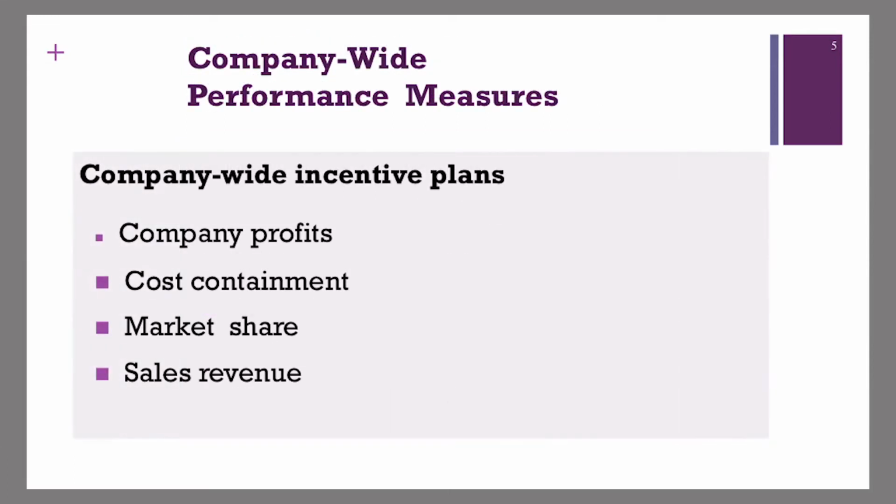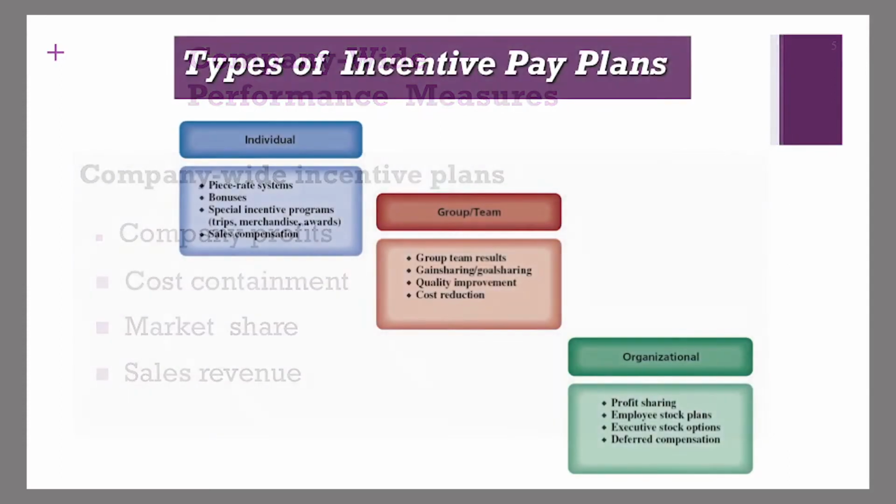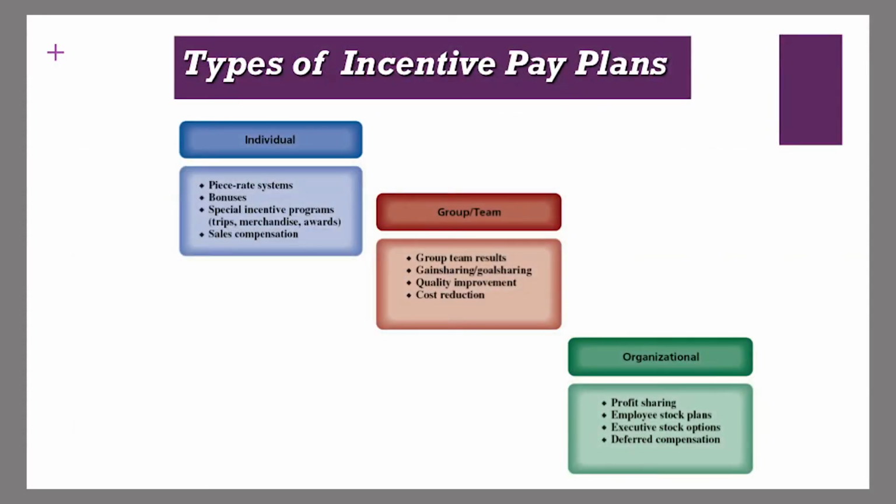The third category, besides the individual and the group, is company-wide or organization-wide. That's typically tied to profits. It could also be tied to cost containment, market share if you're publicly traded, and if you're a sales-driven organization, then sales revenue. So one of the key decisions that must be made is, A, will you incentivize, yes or no, and then B, at what level? Individual, group, and/or organization. Regardless of which you choose, you then have to select your performance metrics.